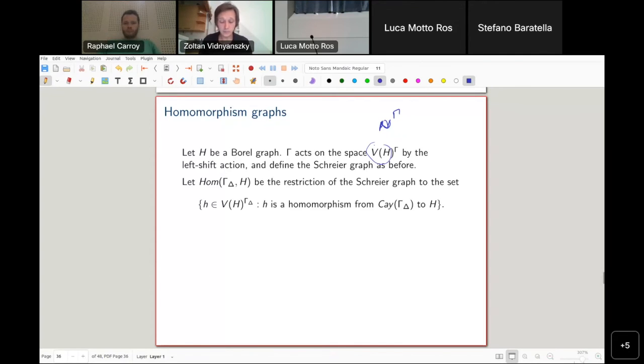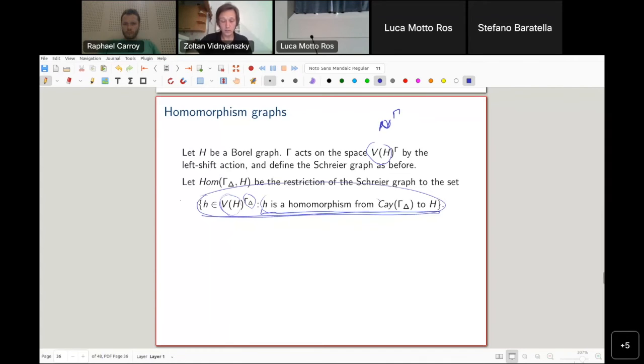So we have this Schreier graph, and the trick is that we restrict it to the part where, a vertex of this Schreier graph being a labeling of this gamma with the vertices of VH, these labelings happen to be homomorphisms. In other words, when there are these two players, they are required to build homomorphisms. That's the trick, and we end up in this part. This is what we call the homomorphism graph.